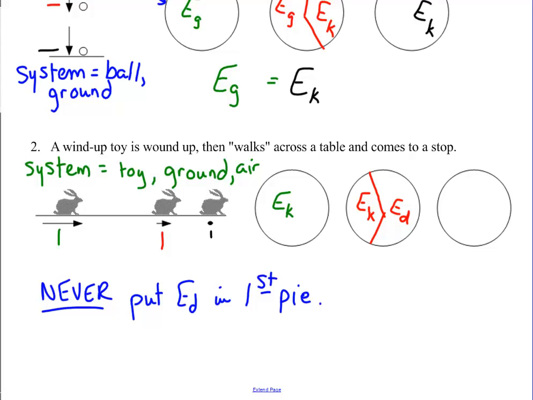If I look at my third position, there's a dot, no arrow. Well, the dot means the object's not moving, so no kinetic energy, so all my energy now is dissipated. So in this case, what I started with was kinetic energy, and all my kinetic energy in this particular instance was dissipated. How is it dissipated?